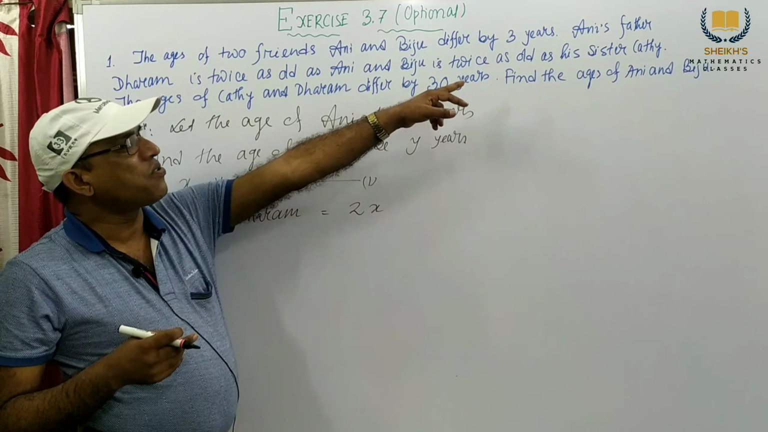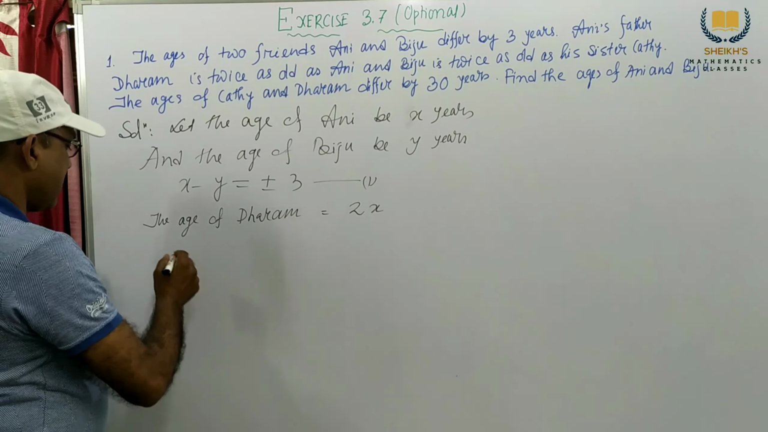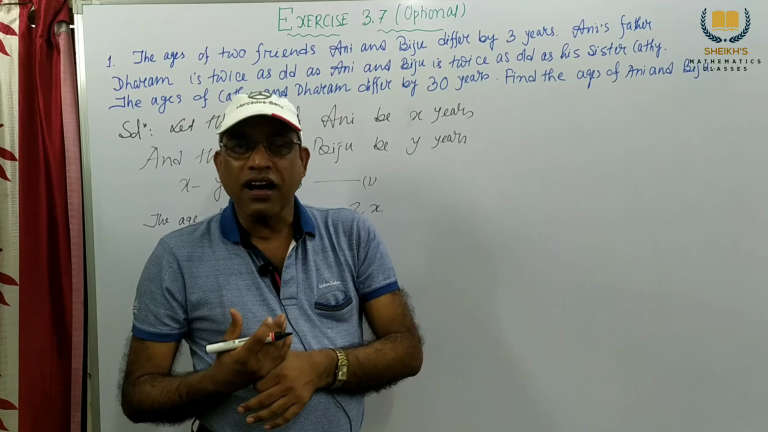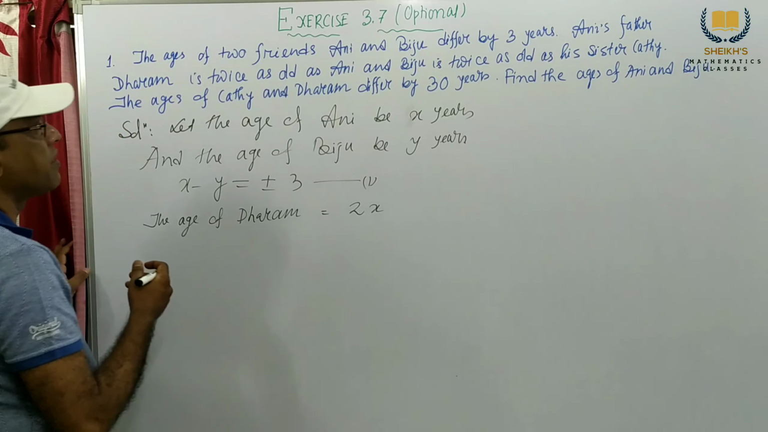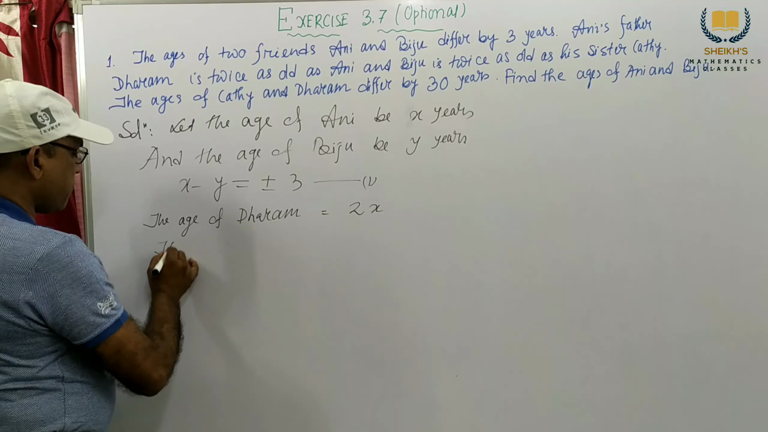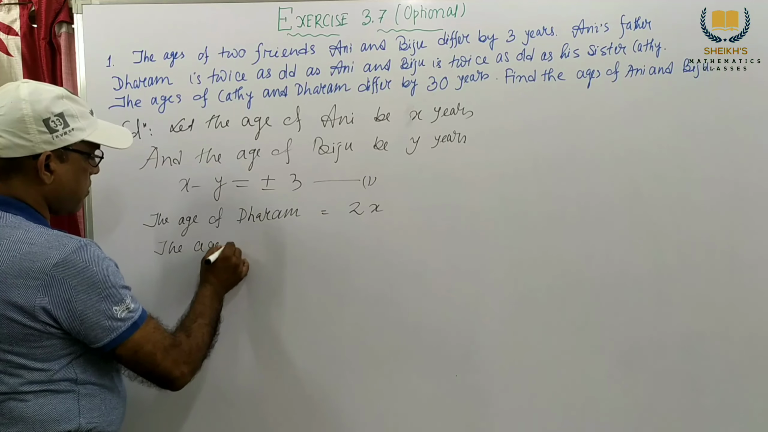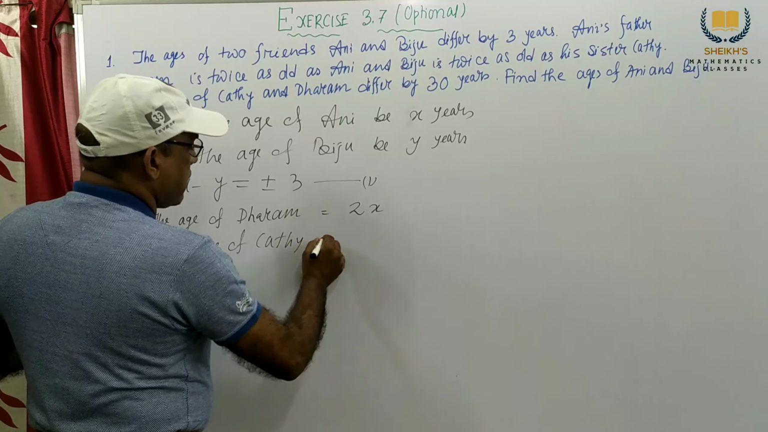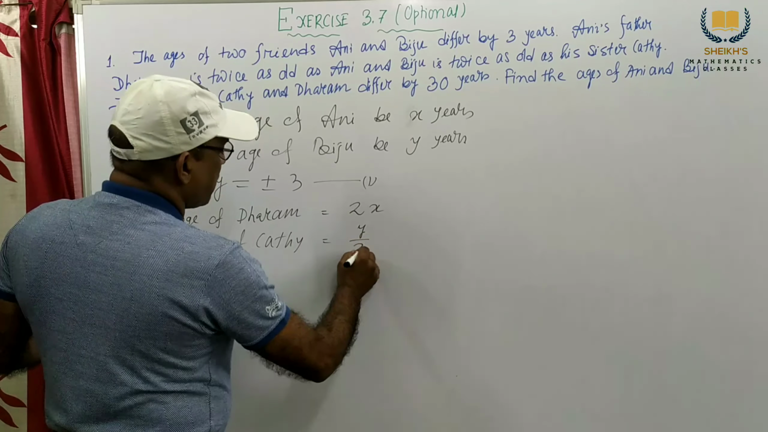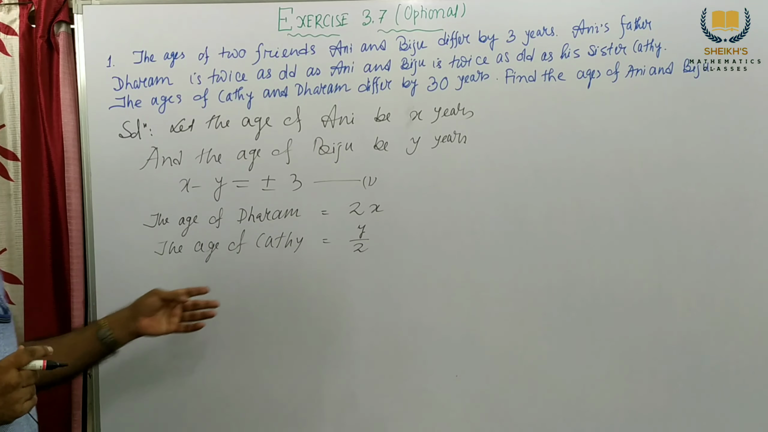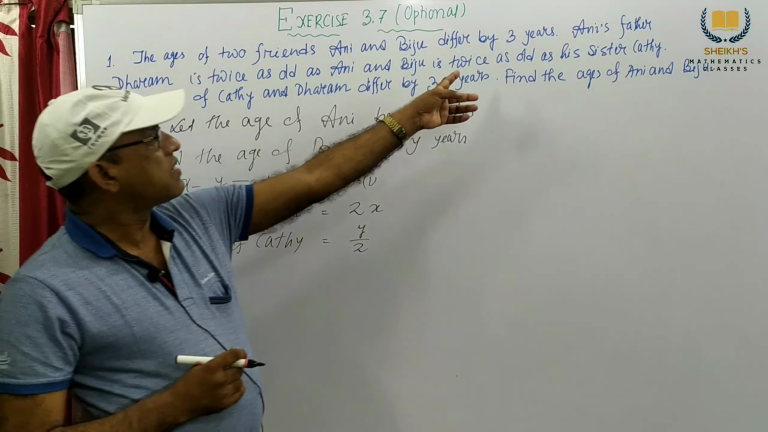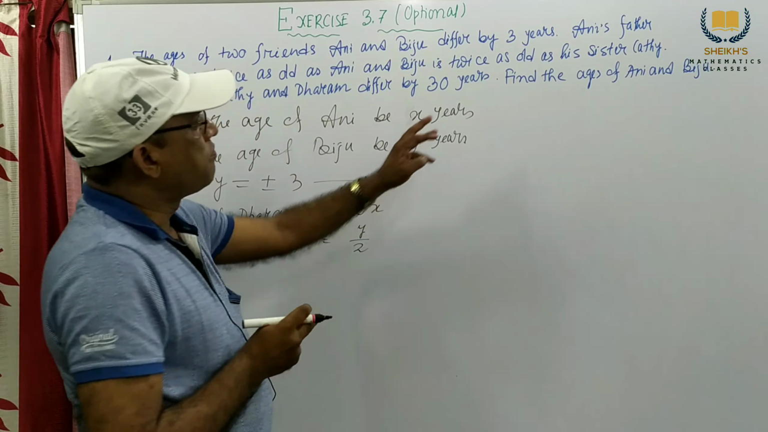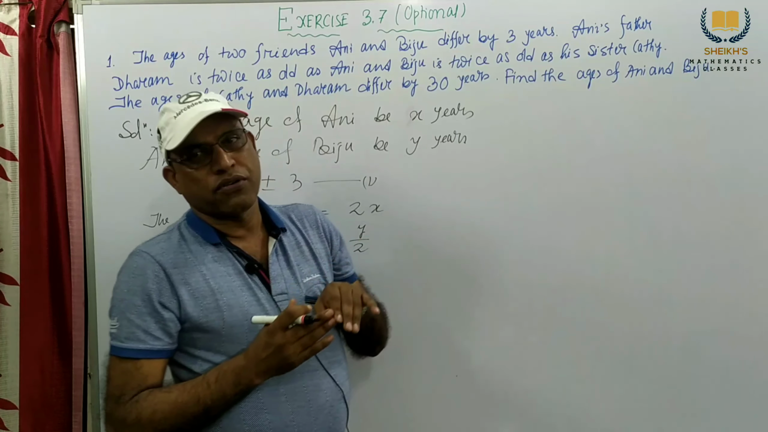Biju is twice as old as sister Cathy. If Biju is two times of Cathy, then Cathy will be half of Biju. The age of Cathy equal to y by 2. Biju is twice as old as Cathy, so Cathy will be half, 1 by 2.